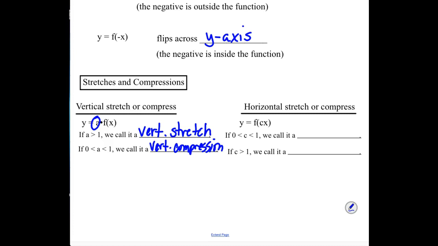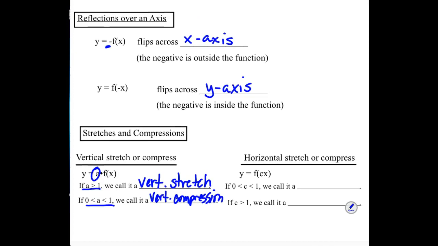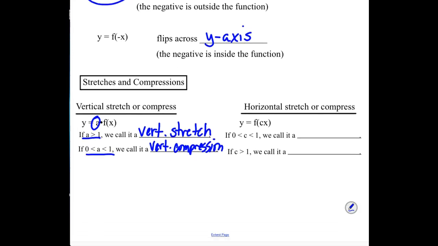What would happen if a was negative? We've accounted for the numbers from 0 to 1, and then the number is bigger than 1. What if it's negative? Then it goes back to what we had here. If that number in front of our function is negative, that's causing a reflection over the x-axis. So that first number is going to do two things. It's going to tell you if it reflects or not, and it's going to tell you if it stretches or compresses. All of that is vertical movement.